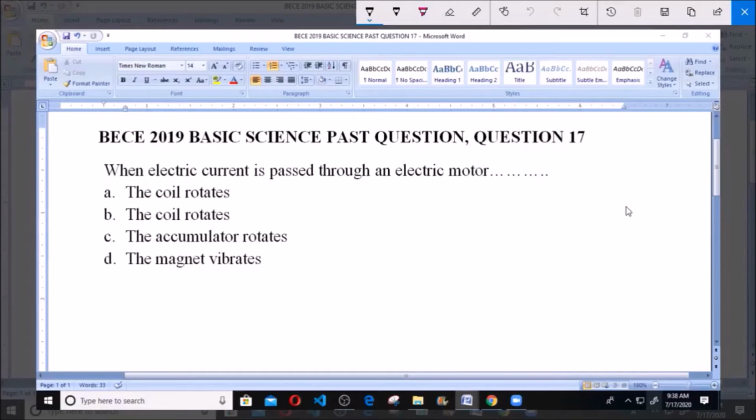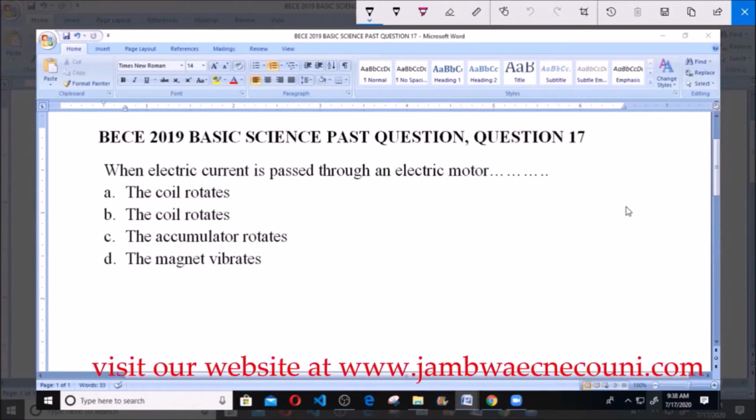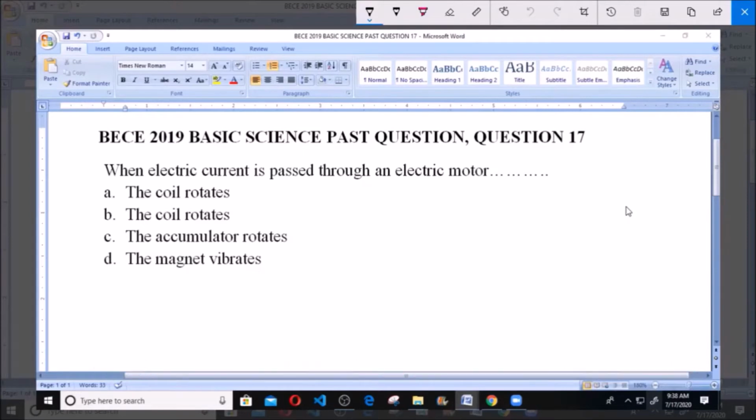Hello, welcome. Today we're going to be doing BECE 2019 Basic Science Past Question, question 17. When electric current is passed through an electric motor, dash happens. A, the coil rotates. B, the coil rotates. C, the accumulator rotates. And D, the magnet vibrates.